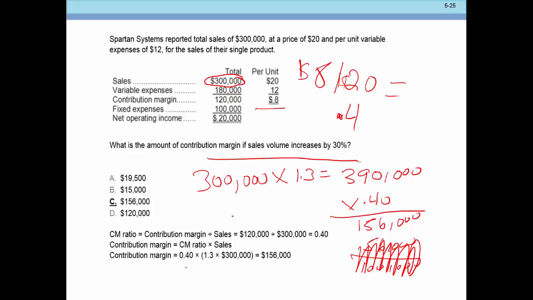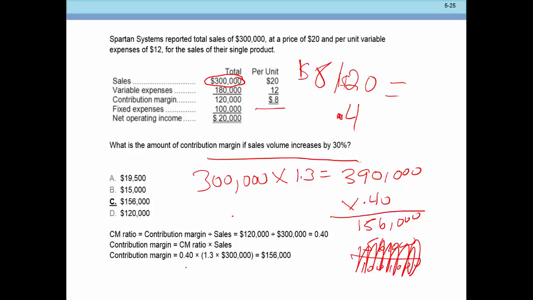300,000 times 1.3 equals 390 times my contribution margin ratio means that I would have 156,000 of a contribution margin if I increase my sales by 30%.